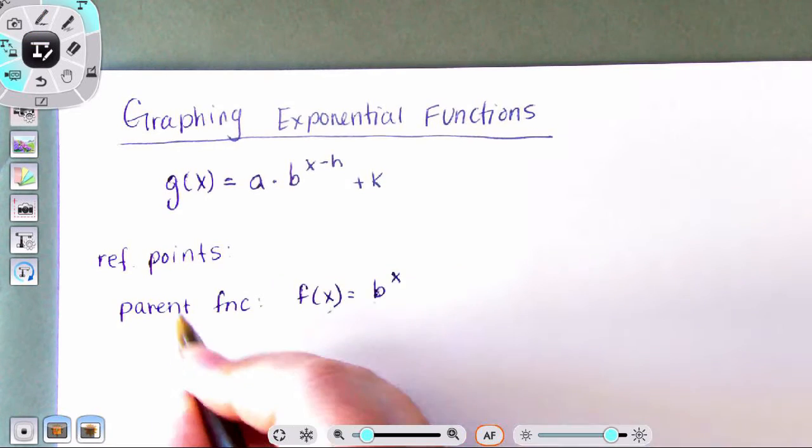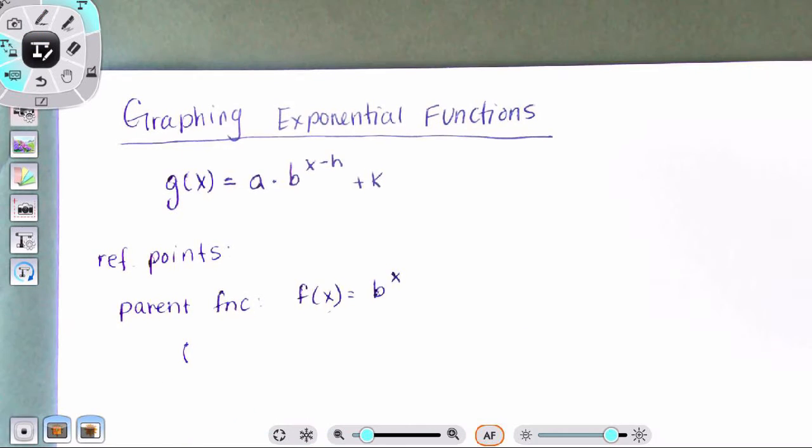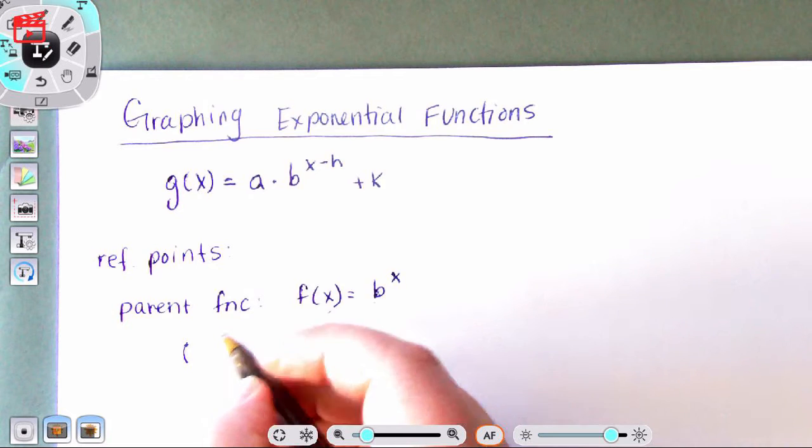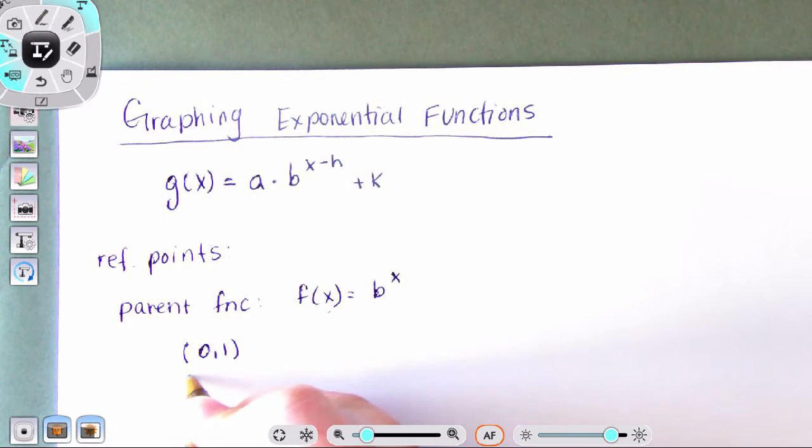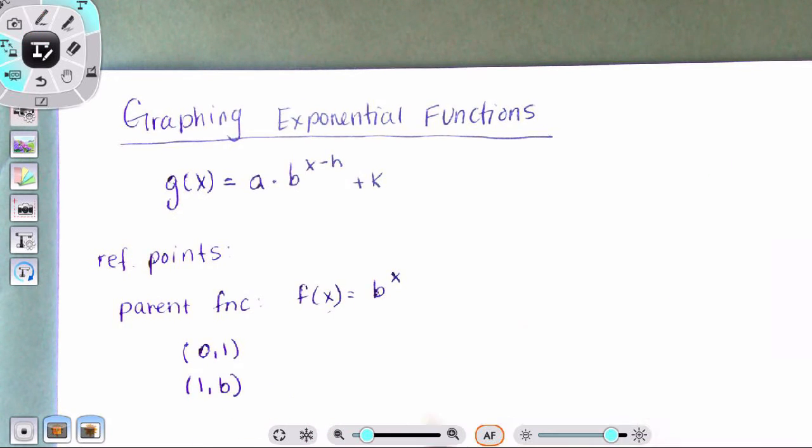So your parent function reference points, I call them our pretty points. So your pretty points are (0, 1) and (1, b). It doesn't matter what your base is, x is always going to be your variable. You're always going to have these two pretty points, these two reference points in your sketch when you're graphing.